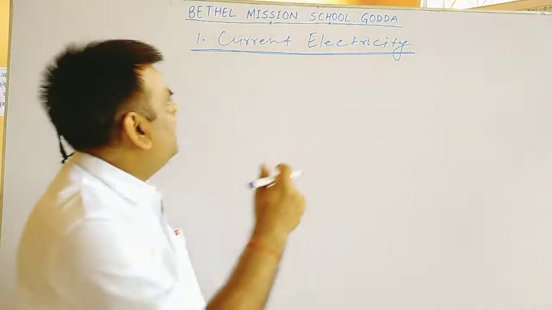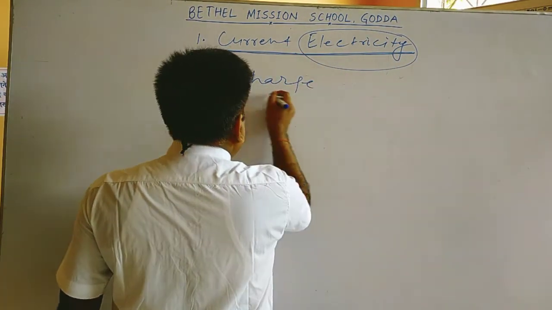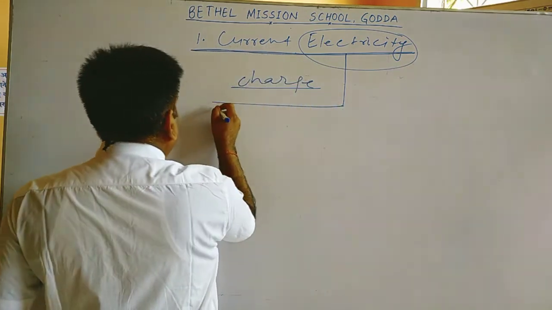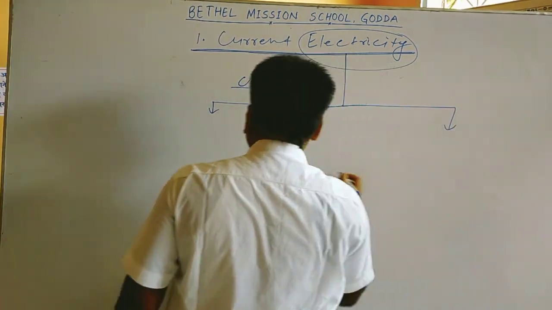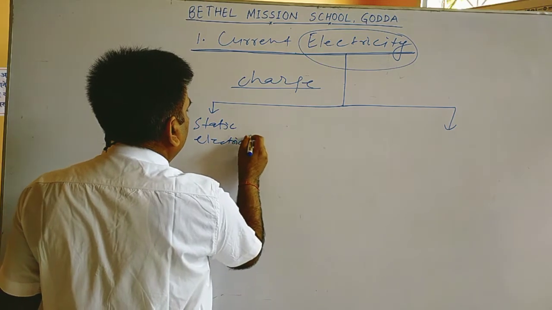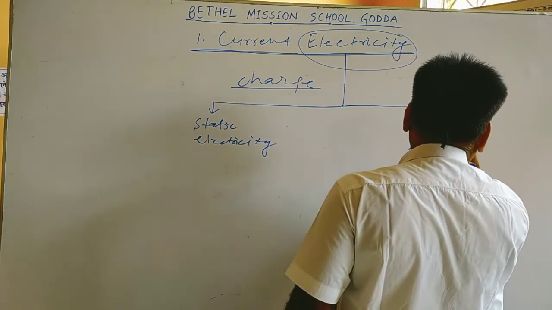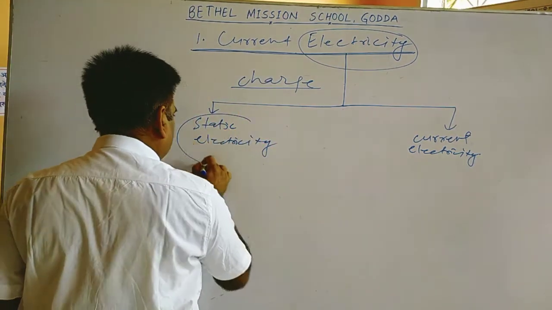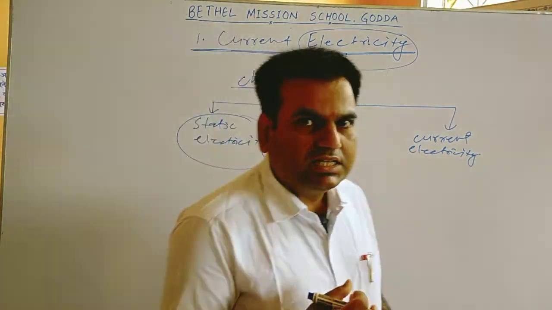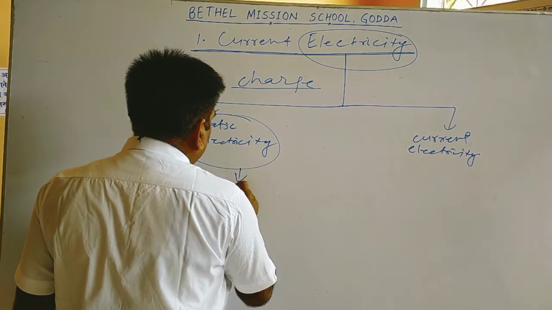First, we know that electricity is related to charge, and this electricity is divided into two parts: the first is static electricity and the second is current electricity. What is static electricity? Static electricity means the kind of material in which the charge cannot flow, like all kinds of non-conductors.